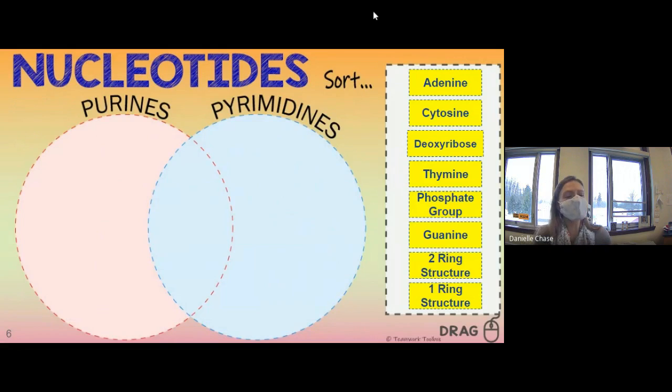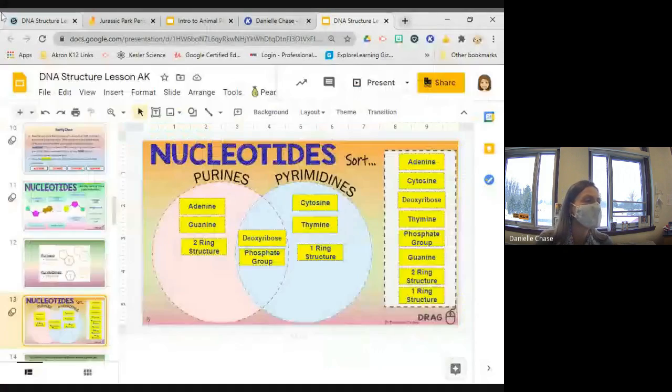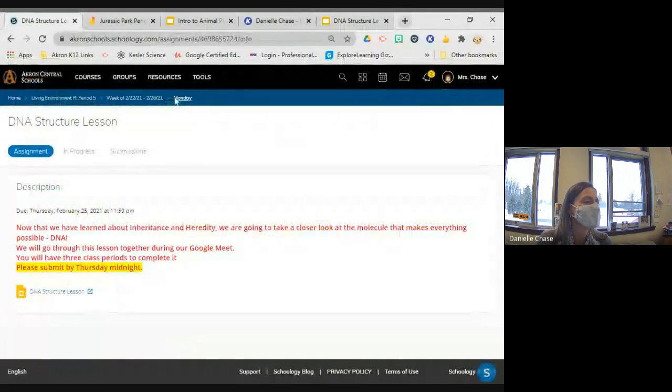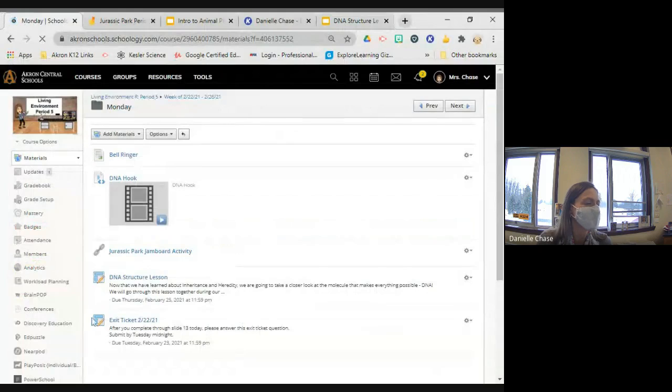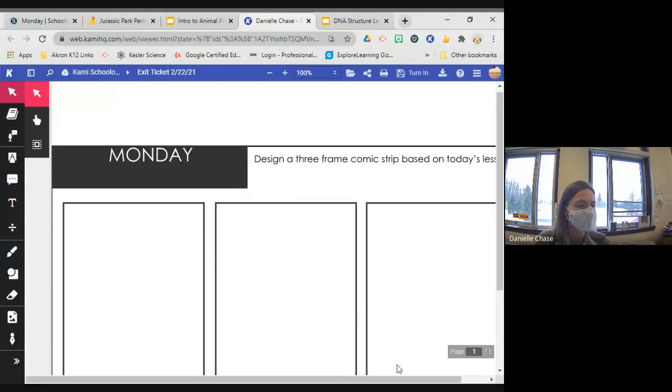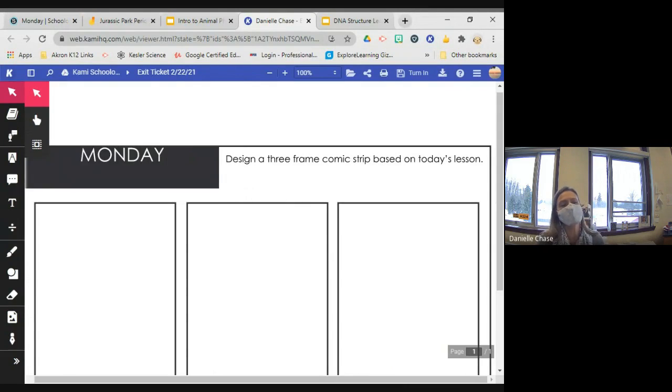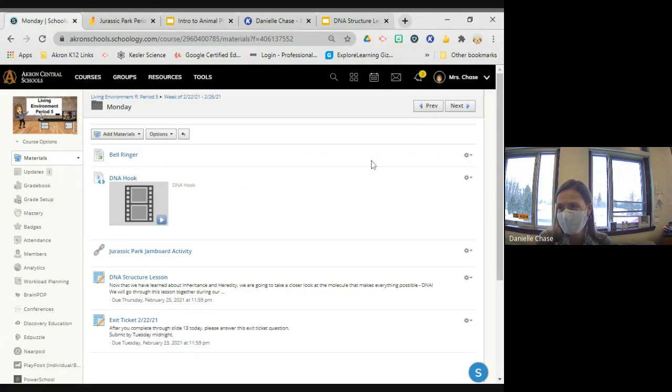And looking at the clock, we're running a little short on time. So I'm going to have, hang on, you guys, don't go anywhere. I'm going to have you guys finish this slide for homework. And you need to go back into today's folder and answer the exit ticket question. The exit ticket question is having you design a 3-frame comic strip based on today's lesson. And you're submitting that by tomorrow, okay? Please do not forget to do that.